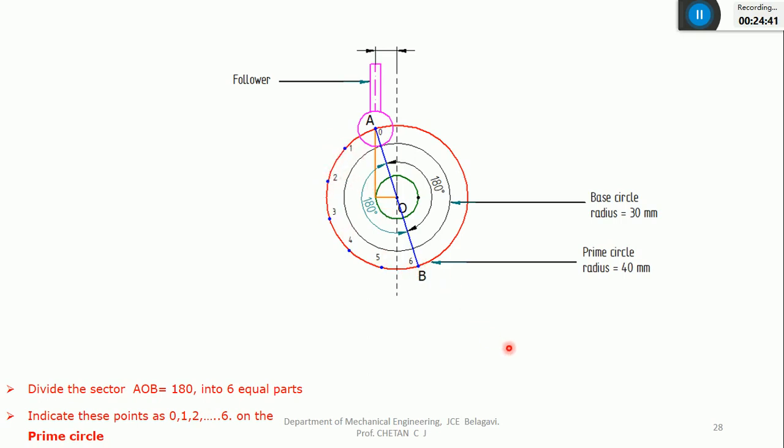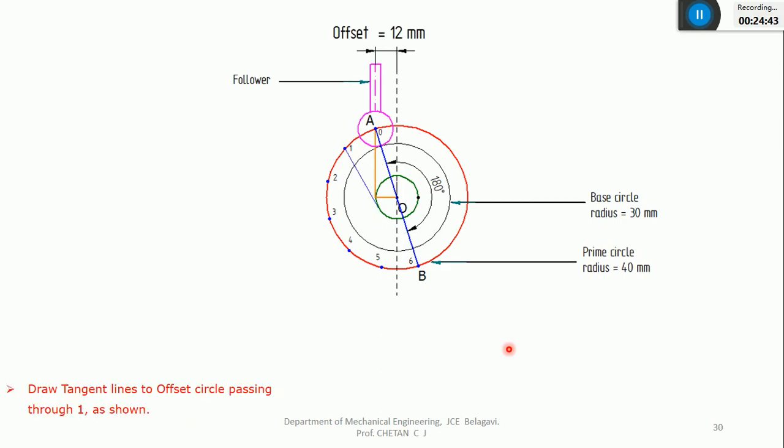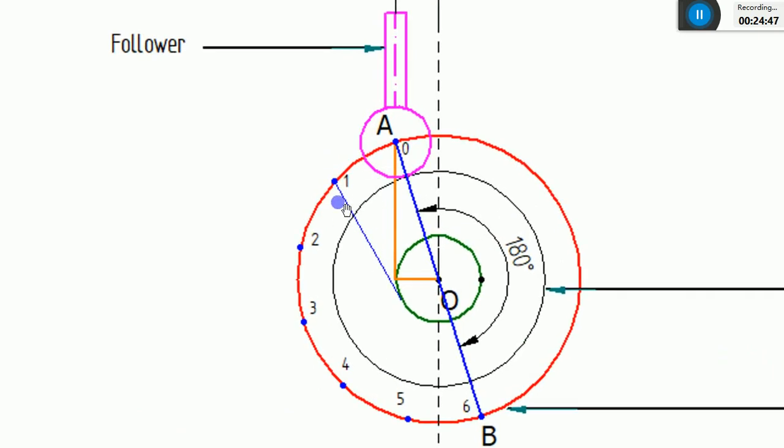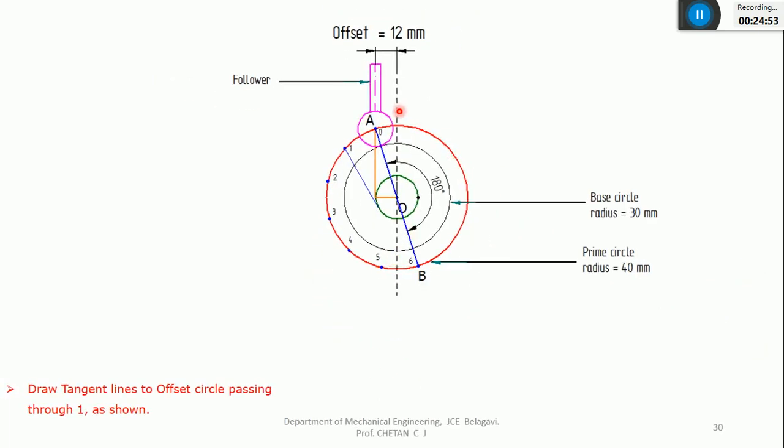You can see one by one if you want. This is the first tangent. Just zoom this area. You can see this blue color line. It is tangent to this offset circle. And from point 2 also I'll draw a tangent line to the offset circle, from point 3, from point 4, 5, 6. I got 6 tangent lines with respect to this offset circle.